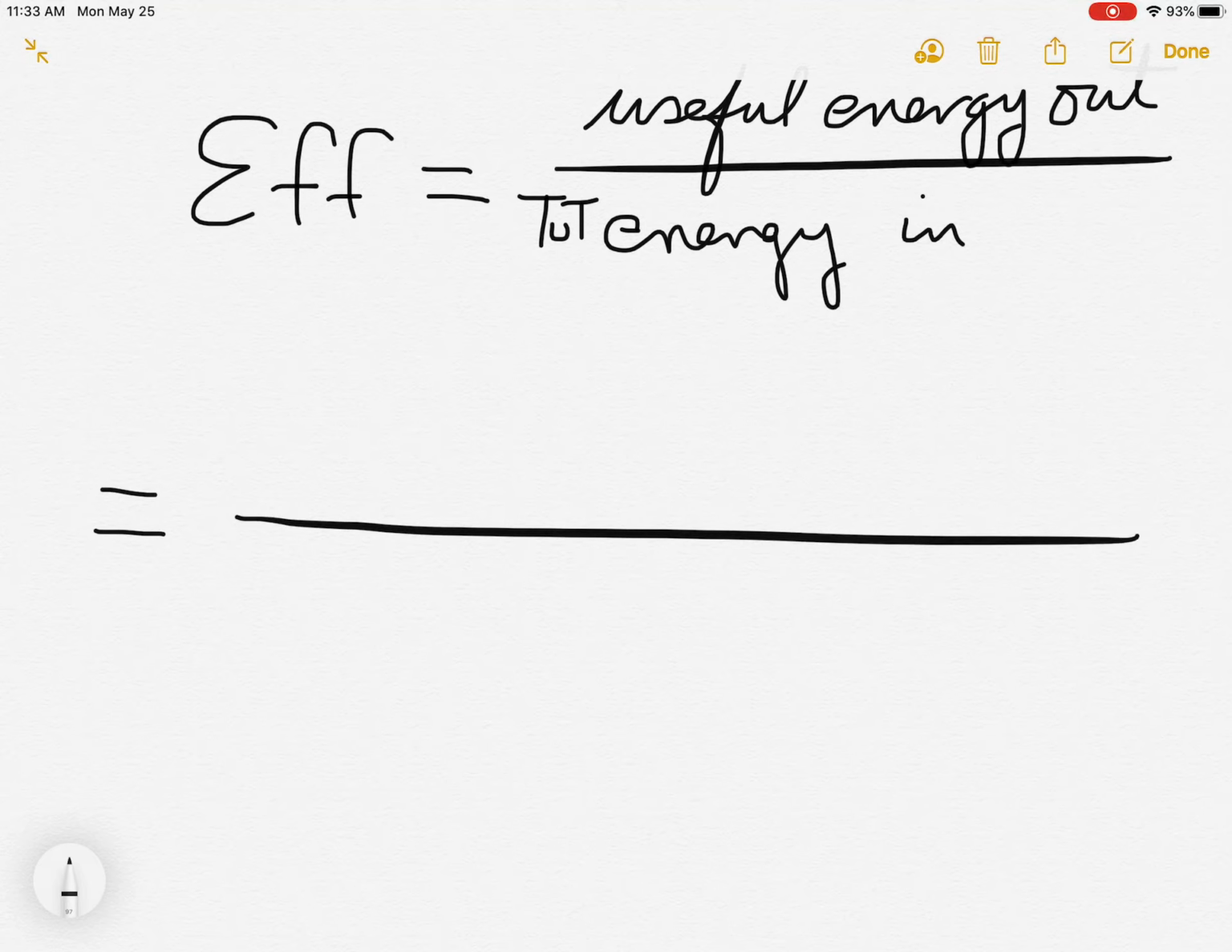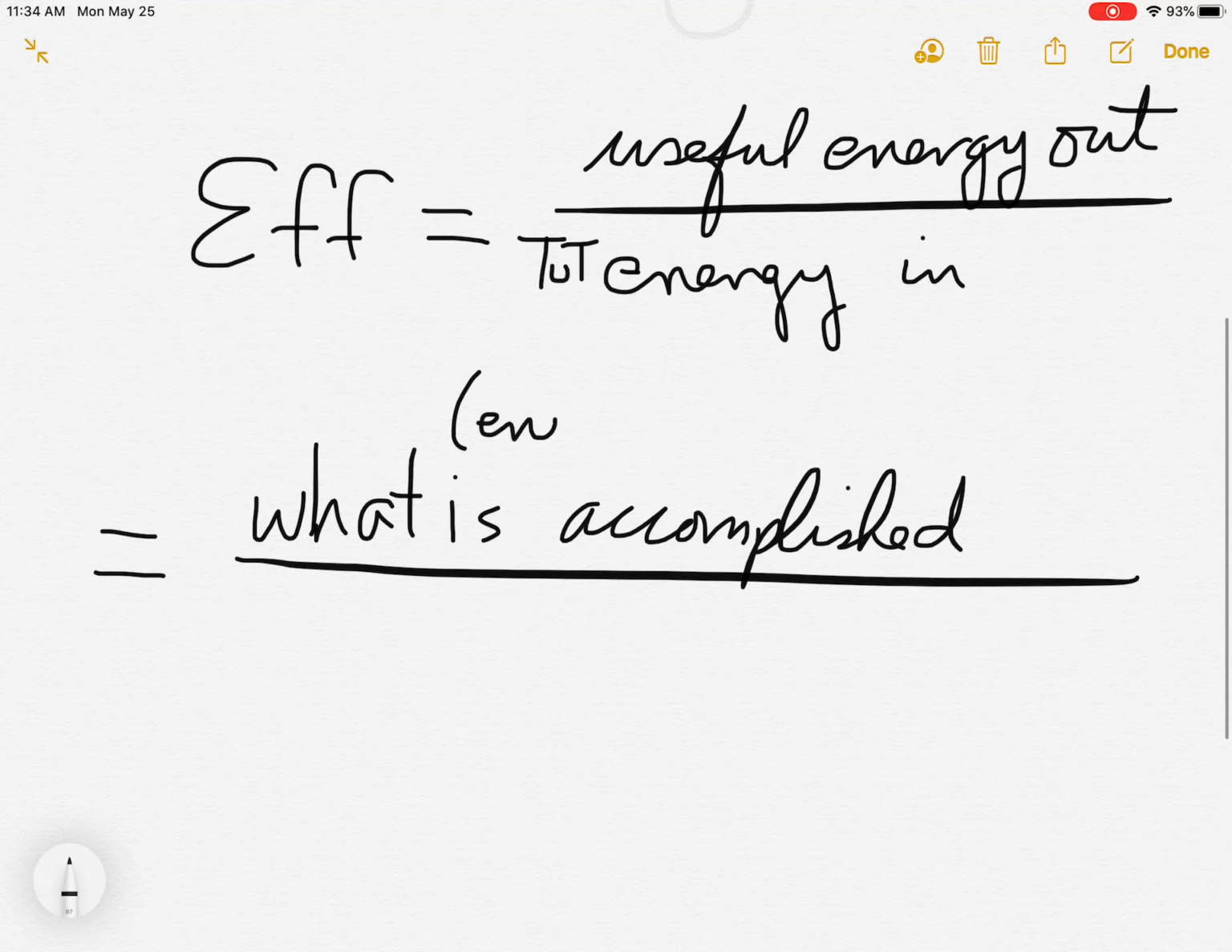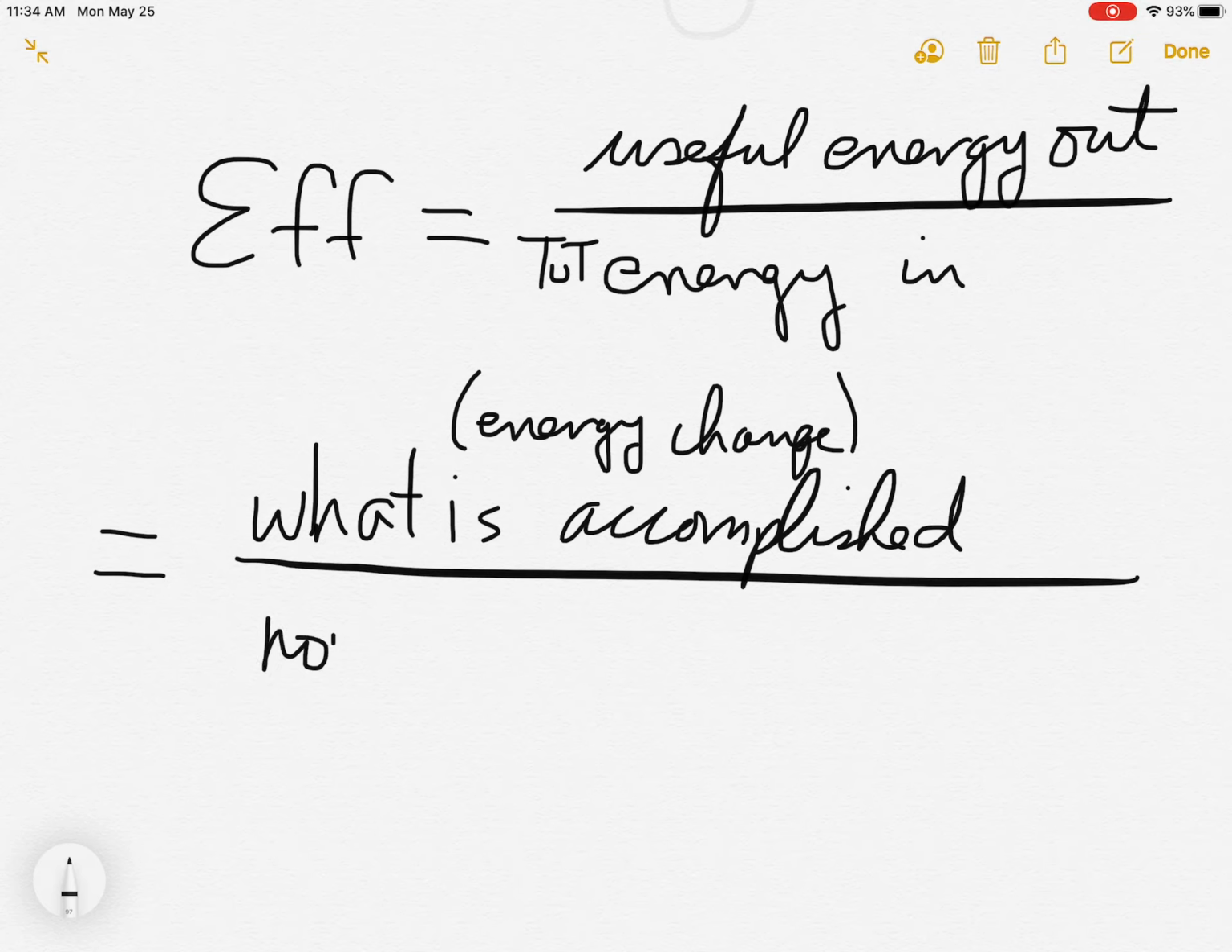So we can think of it like this. The top of that, the useful energy out, is what is actually accomplished. Okay? What is accomplished? And by that, I mean what energy change is accomplished. And then the bottom is, how is it done? How was this done?